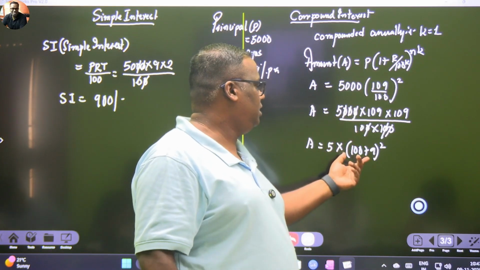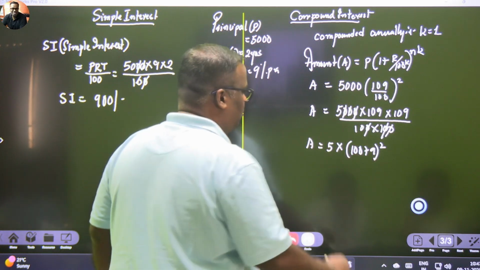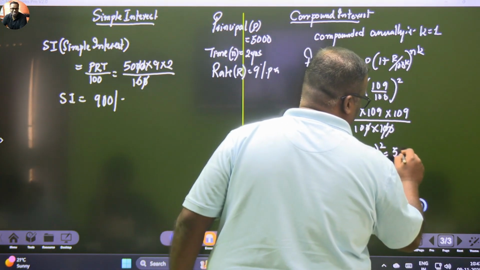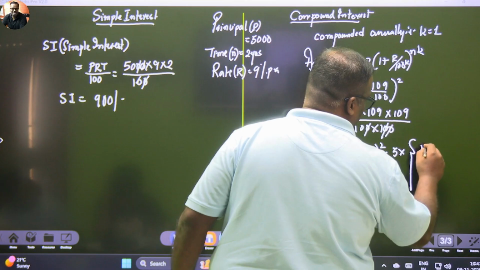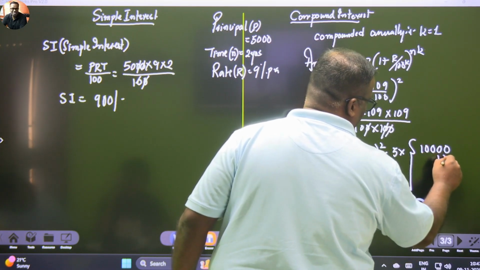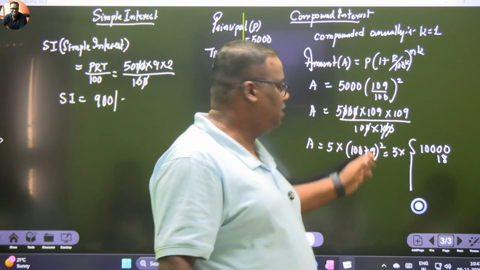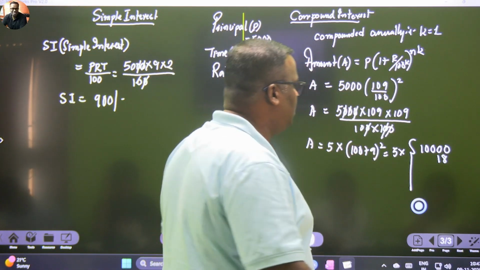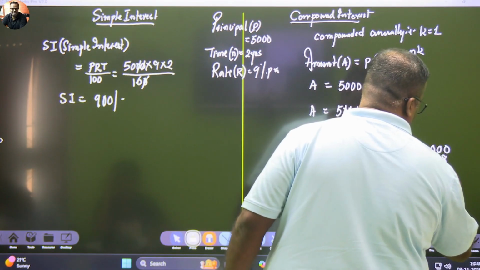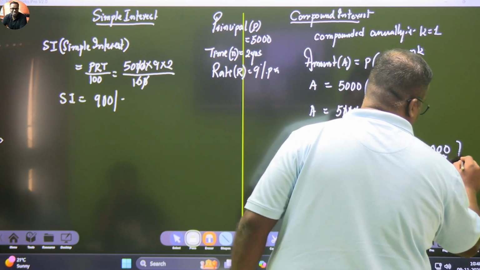And 109 square can be written as 100 plus 9 square. So this becomes 5 into, so 100 square is how much? 10000. a square plus b square plus 2ab. 2 into 100 into 9 is how much? 18. 18 into 100 is 1800. So how much is this? 11818.